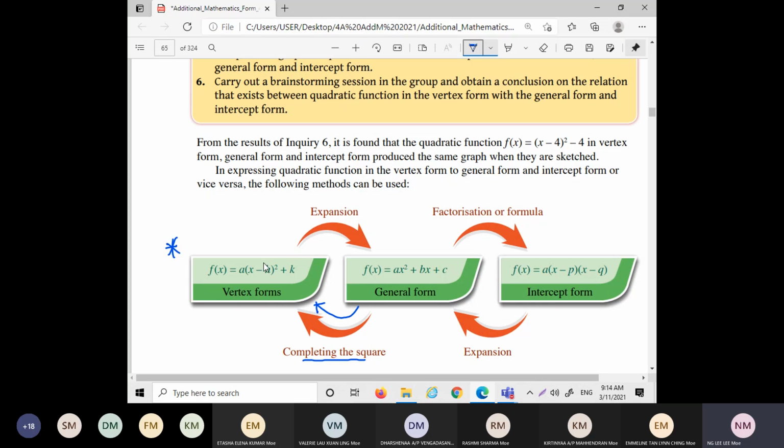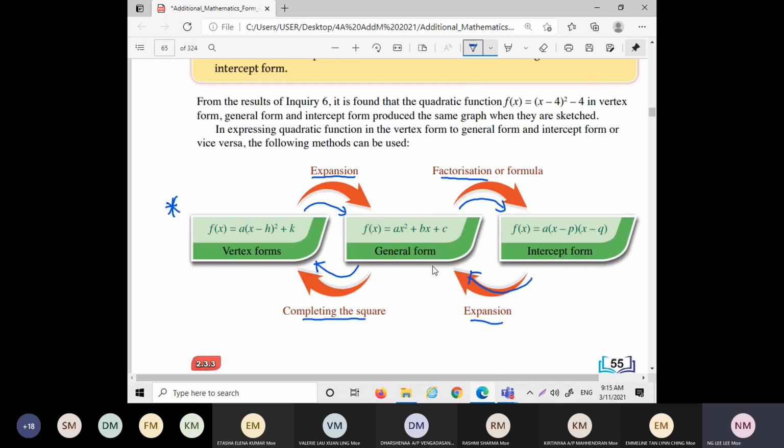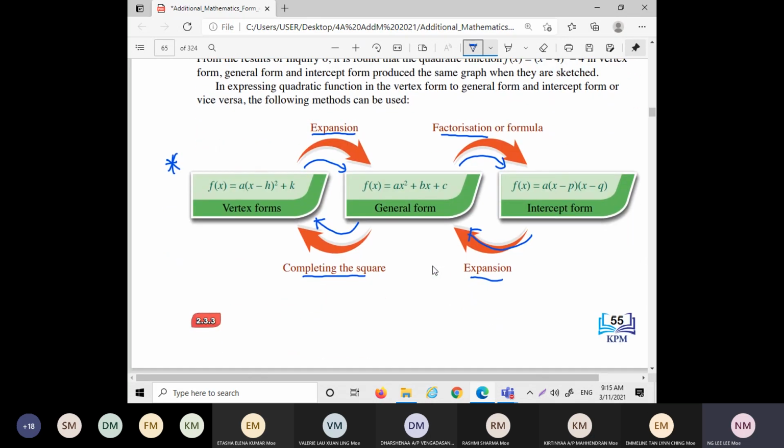From vertex form, going back to general form, you just do expansion. From general form, you go to intercept form, you do factorization. From intercept form, coming back to general form, you do expansion. So anything you want to take back to general form, you just expand, meaning no brackets anymore. So we will see some examples.